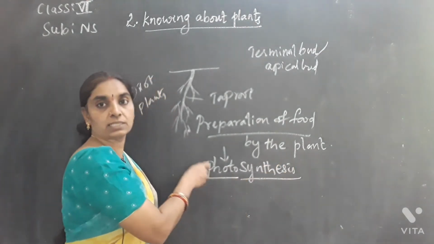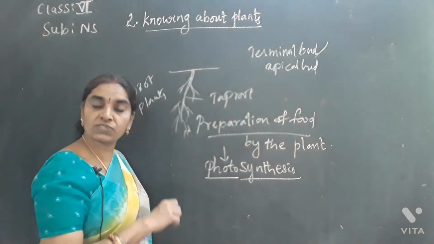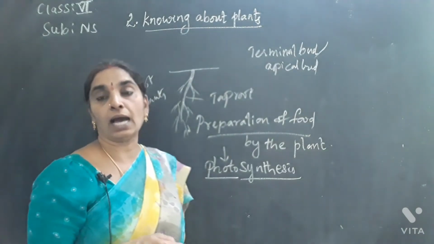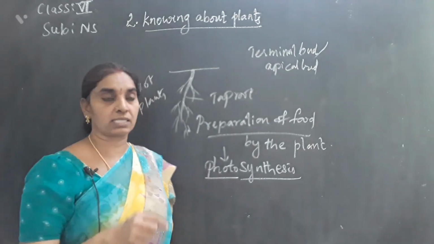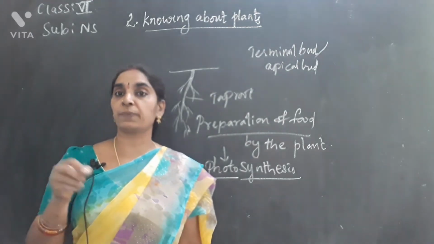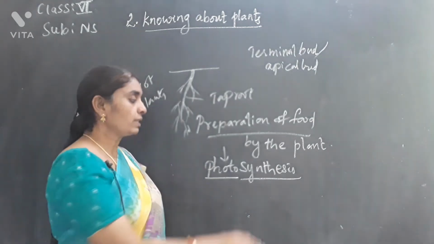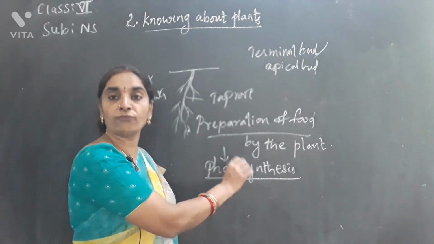Synthesis means preparation of. Photo means light. The plant takes the light from the sun, water and mineral salts from the soil, and in the presence of chlorophyll, the colored pigments present in the chloroplast. The chloroplasts are the organs present in the leaf. So they take part in photosynthesis, that is, preparation of food.